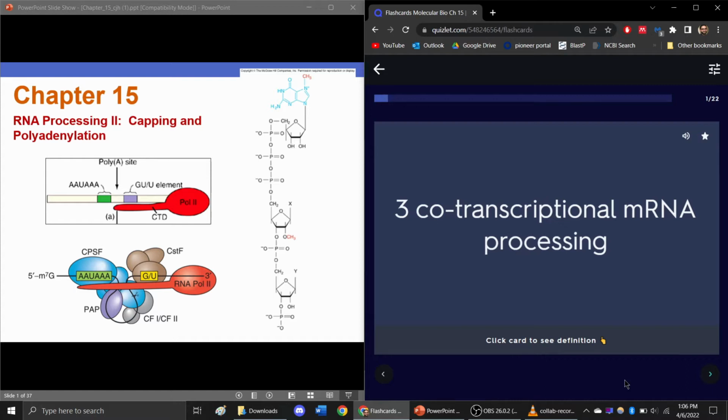Exciting! So it's not as cool as splicing. That was my favorite chapter, but capping and polyadenylation is cool too. So I'll have the Quizlet up here, and we'll go through the PowerPoint at the same time.